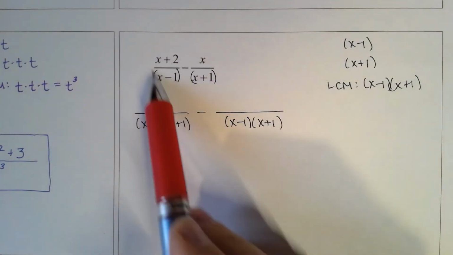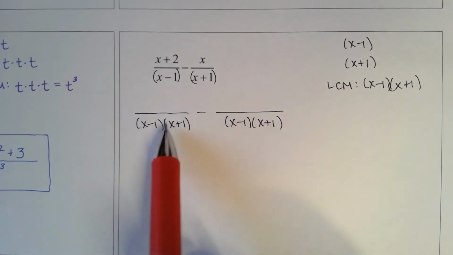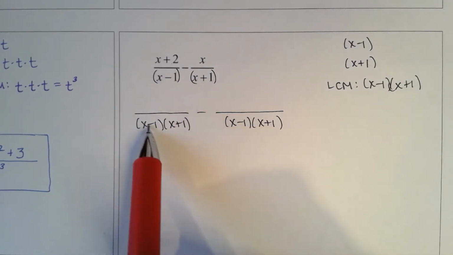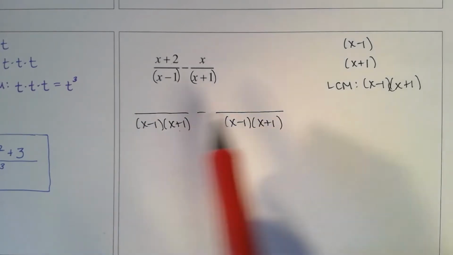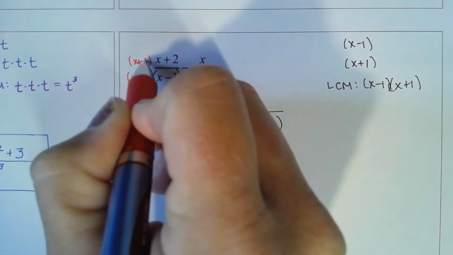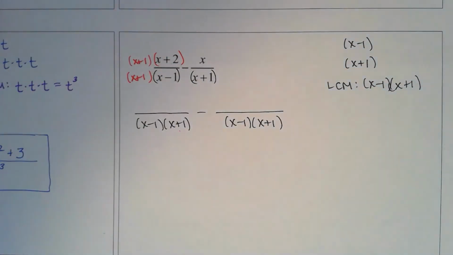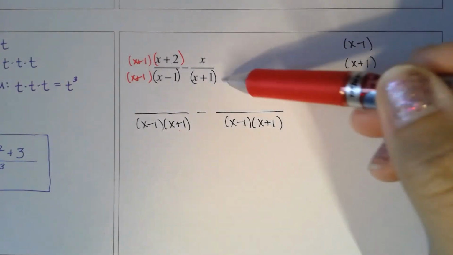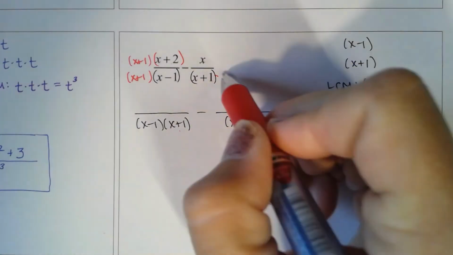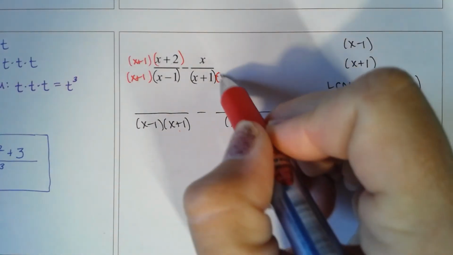So for my first fraction, all I did was write down 2 fractions with subtraction between them. My first denominator has the x minus 1, but I need it to also have an x plus 1 in the bottom. So we're going to multiply the top and bottom by x plus 1. My second fraction has the x plus 1, but I need it to also have an x minus 1. So let's multiply the top.